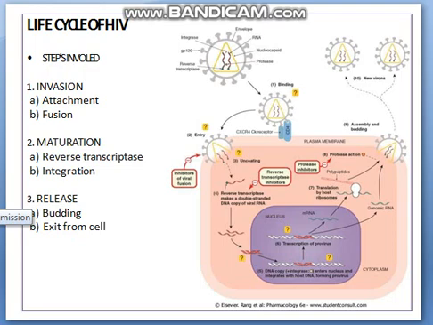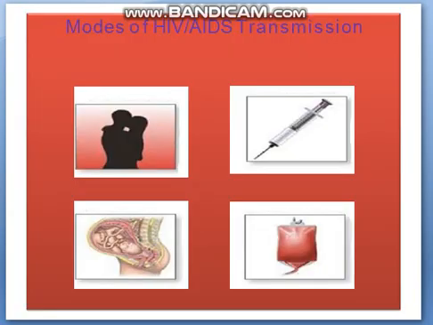Next is the mode of HIV transmission. So sexual, or by syringe, mother to baby can also be, or by blood transfusion. This disease can be transmitted.